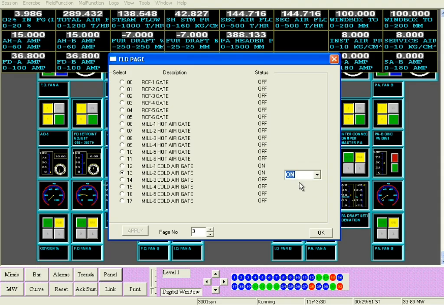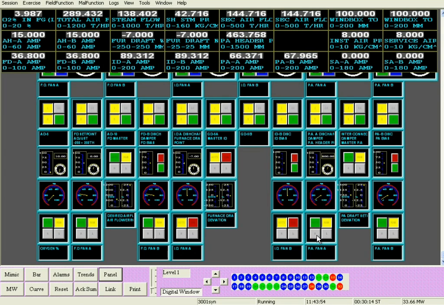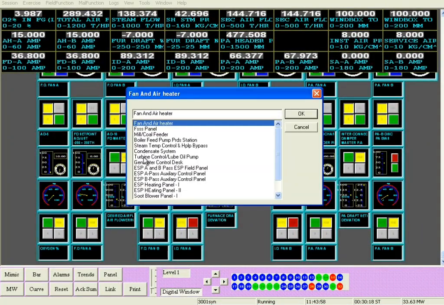So we will be opening the cold air gates. We go to field page number 3 and open the cold air gates of all the mills. If a mill is not available or is under maintenance, that should not be opened; otherwise, if all the mills are available, open the cold air gates of all the mills. Now we have opened the cold air gates of all the mills from A to F, or 1, 2, 3, 4, 5, 6. The PA header pressure is still 474, it is increasing.